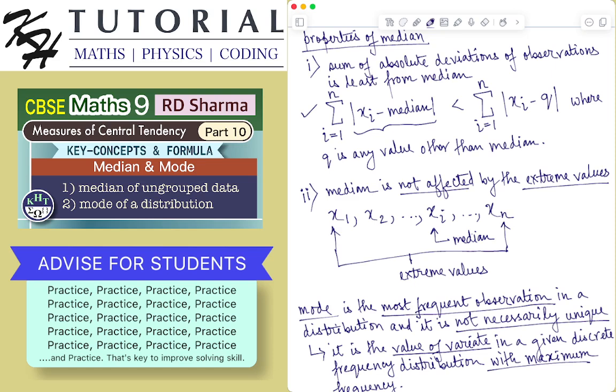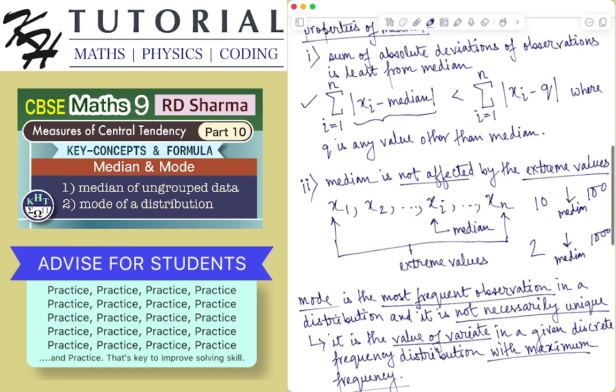So let's say for some observations you have sorted the observations, and the minimum value is coming out to be 10 and the maximum value is coming out to be 100. Somewhere over here the median is sitting. And let's say now if you change the observations so that the minimum value is 2 and the maximum value is 1000, still the median will be that same value. So that is all about median.